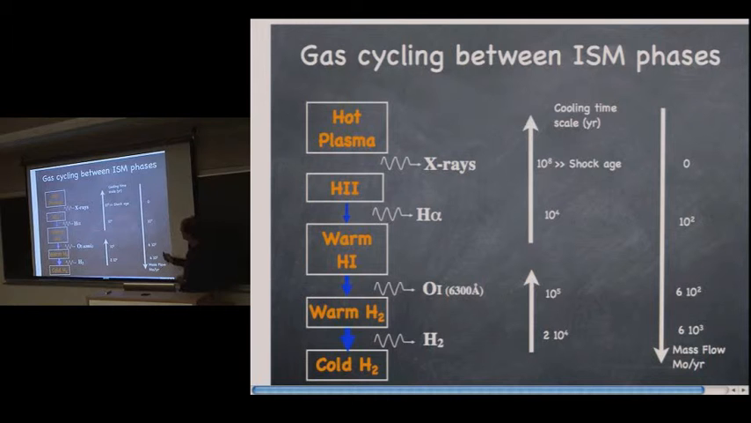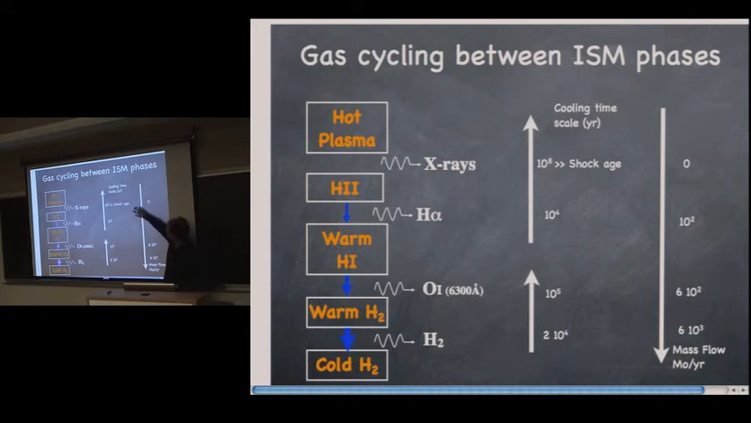The recombination rate is about 100 solar masses per year, but the mass flow rate you need to explain the molecular hydrogen emission is 60 times higher. So you have much more gas circulating in this part of the diagram than here. And the cooling times also vary a lot. The cooling time of the molecular gas is only 20,000 years. You need to reheat this every 20,000 years to maintain the constant mass in this reservoir.